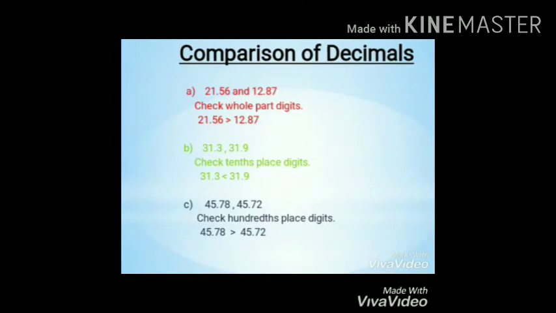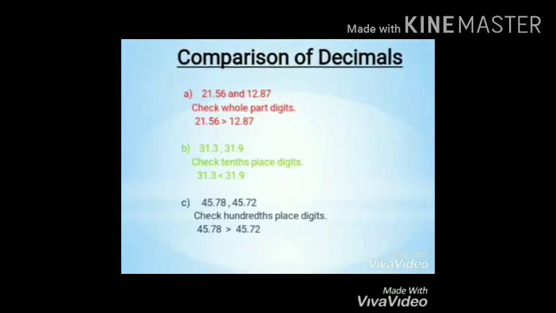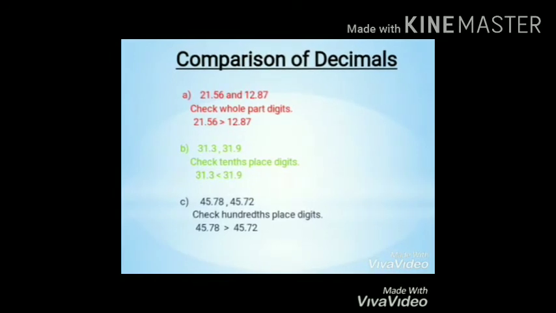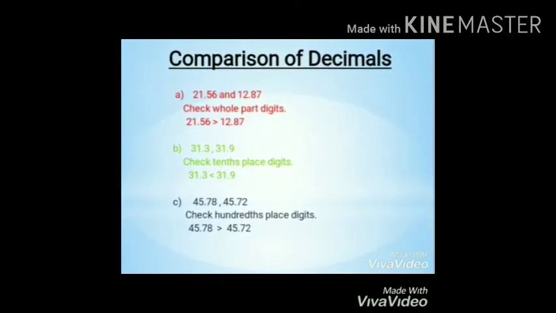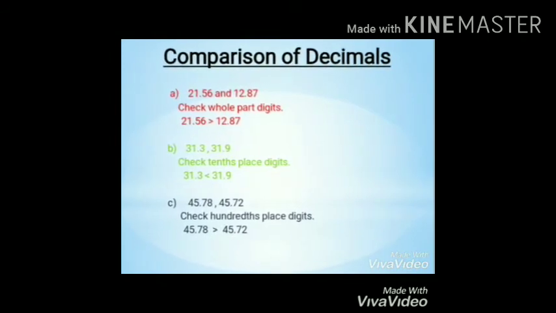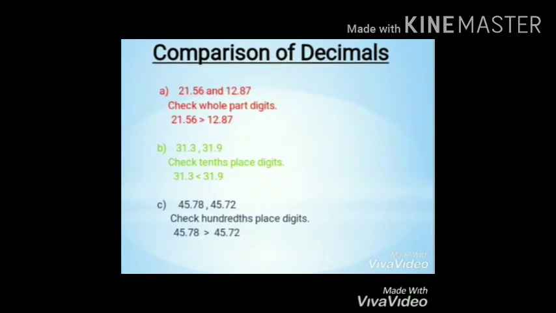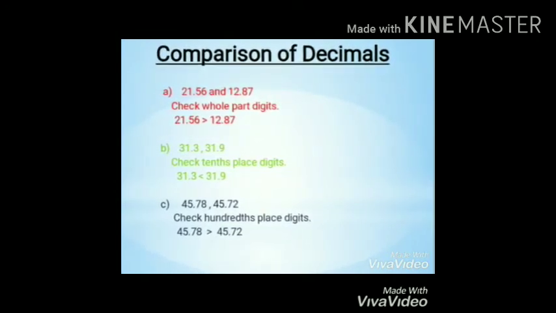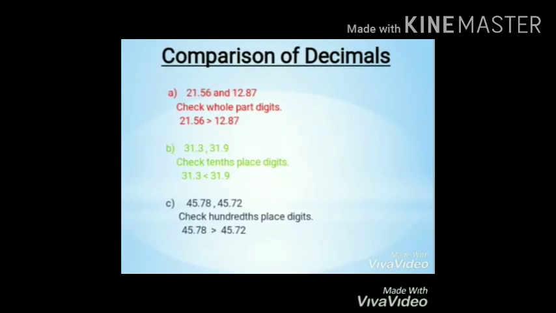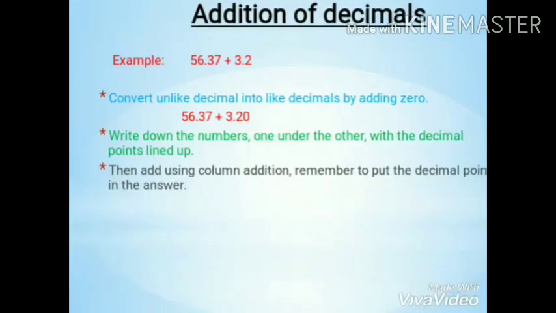Similarly, if the whole part and the tenths place value both are equal, then we have to check their hundredths place value. So in the next example, we have 45.78 and 45.72. So as you can see on the first number, the hundredths place digit is 8 and on the second one it is 2. So 45.78 is greater than 45.72.